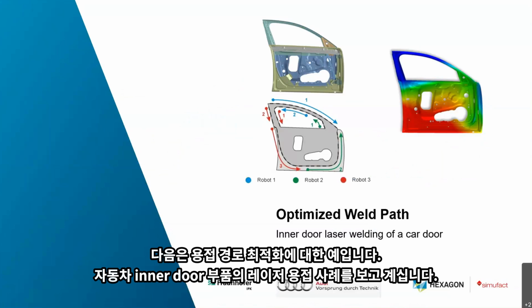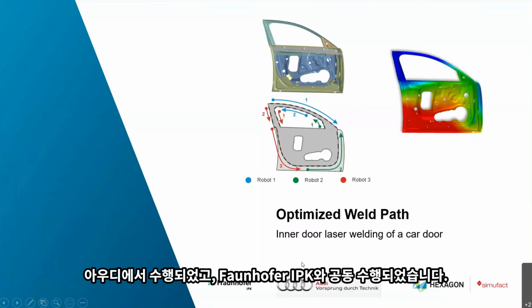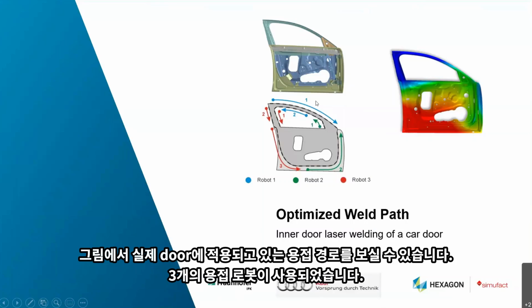Optimizing a weld path is another nice example. So here we see the inner door laser welding of a car door as it is done at Audi. And this project has been presented together with Fraunhofer IPK. So we see here one possible welding sequence as it is used to produce such a car door with 3 different welding robots.